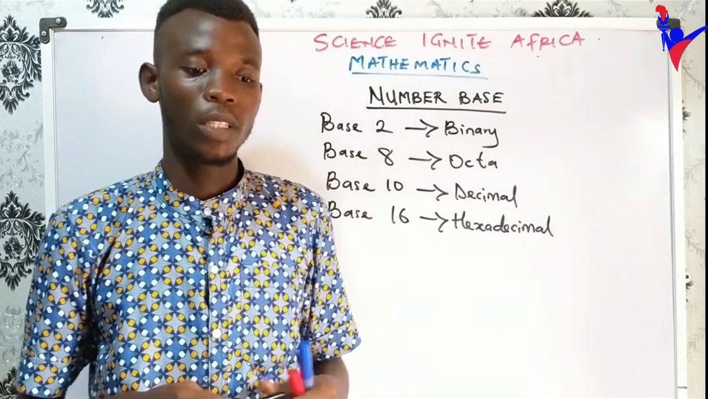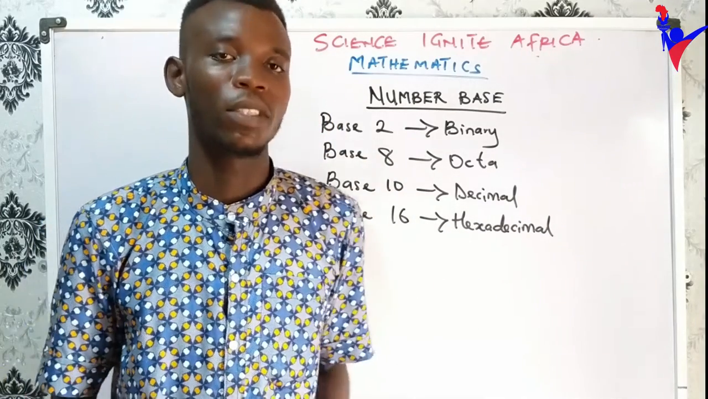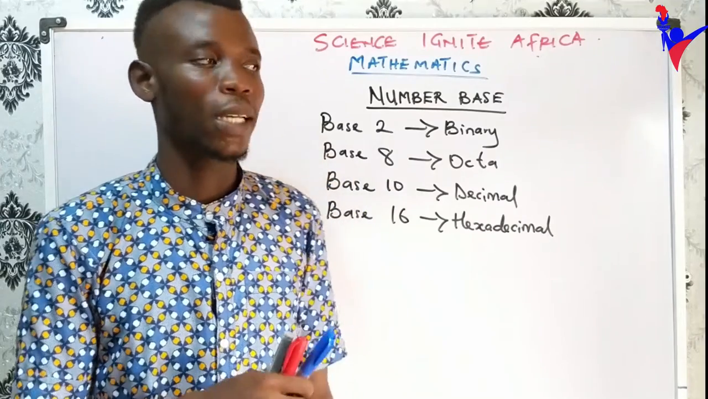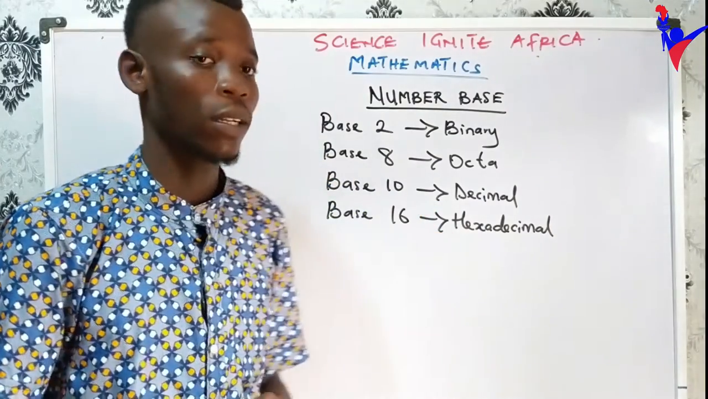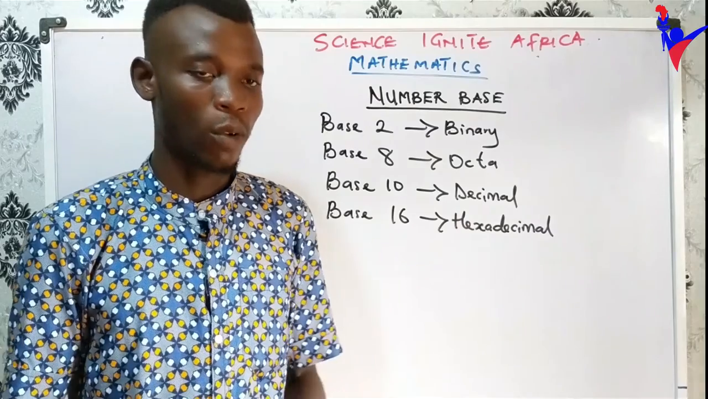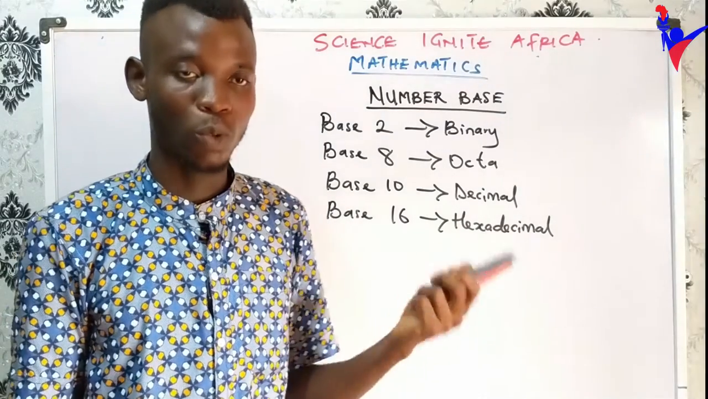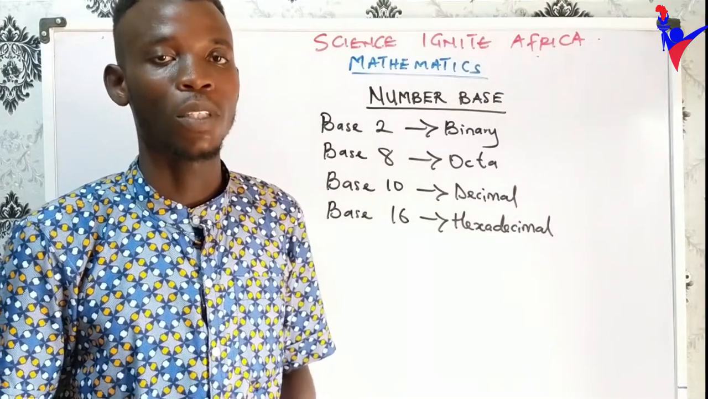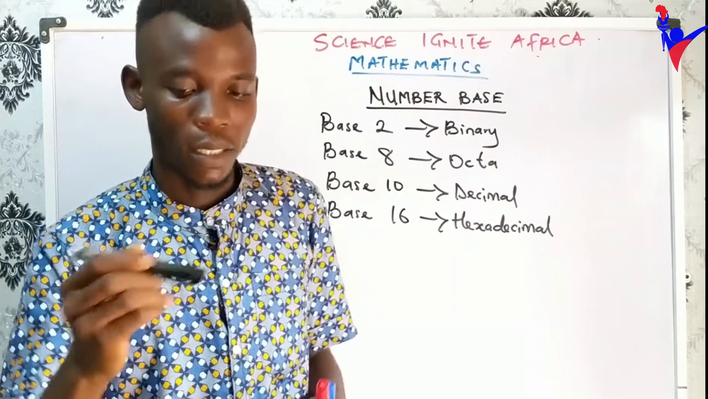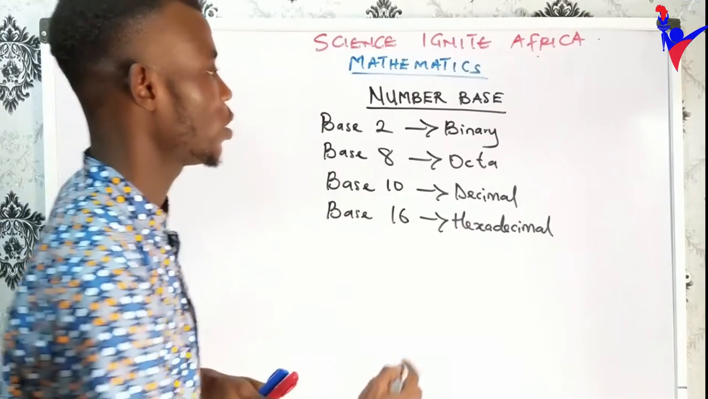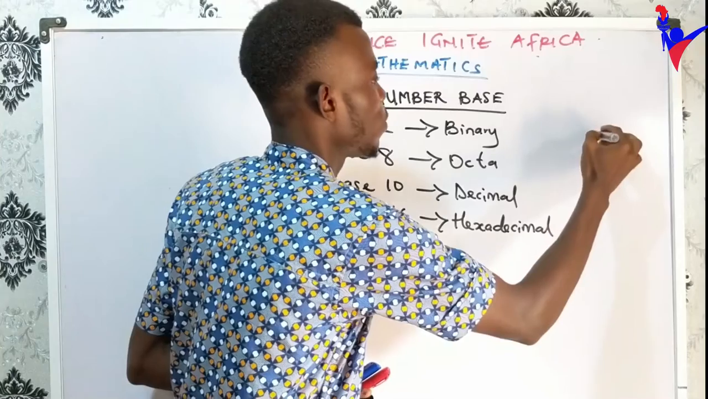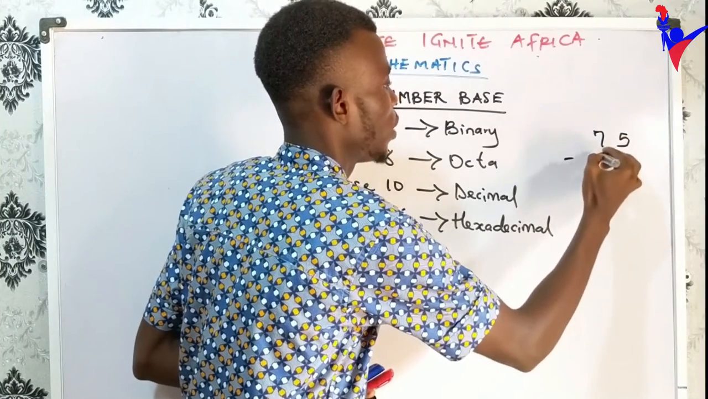So yeah, in going with our day-to-day activities, most of our calculations are in base 10, which is the decimal. So most of the calculations we know right from our primary school days up to secondary school days are all in base 10. In the sense that, let's have this as an illustration. When you have 75 minus 29.